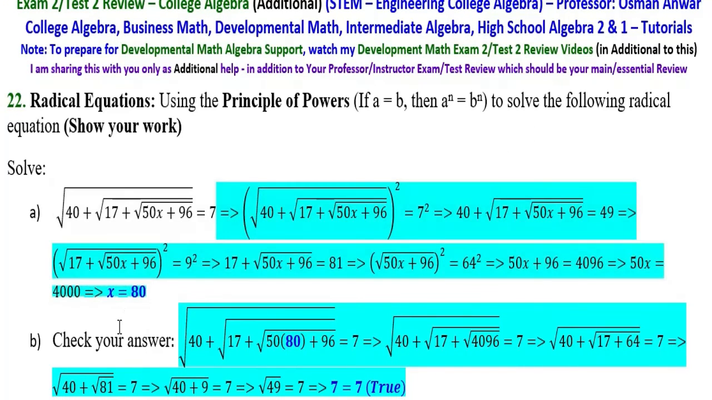So this is square root of 40 plus square root of 17 plus 64, which is square root of 81. Is it equal to 7? So that's square root of 40 plus square root of 81, which is 9. Equal to 7. So that is 49, square root of 49 equals 7, that is 7 equals 7. That means yes, x equals 80 is a solution.